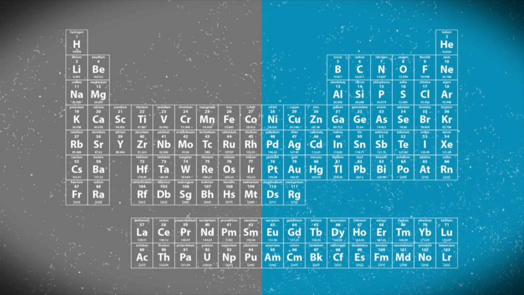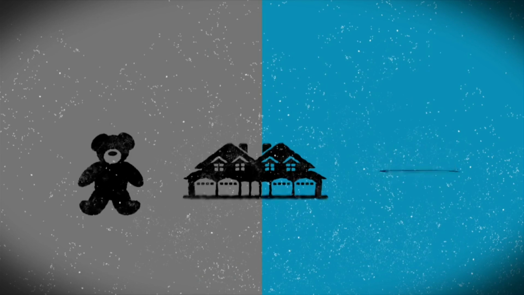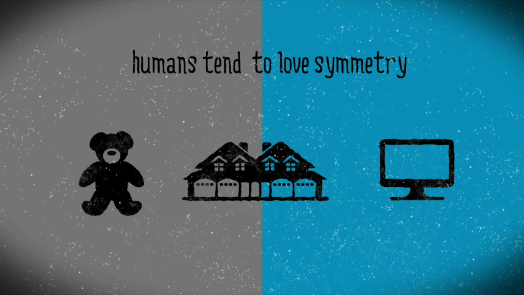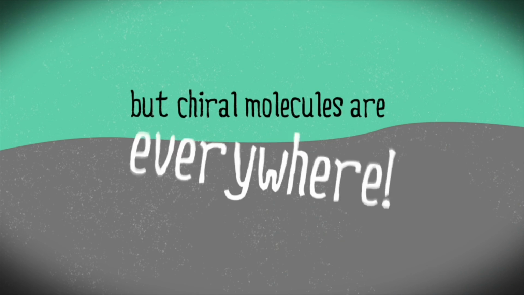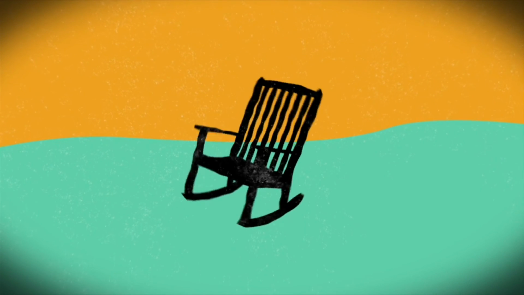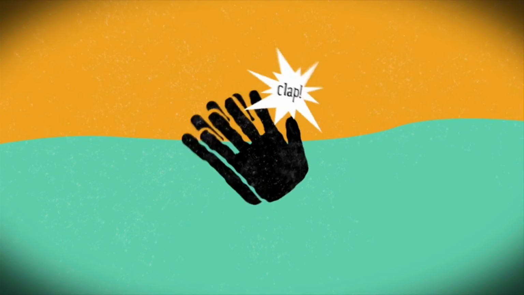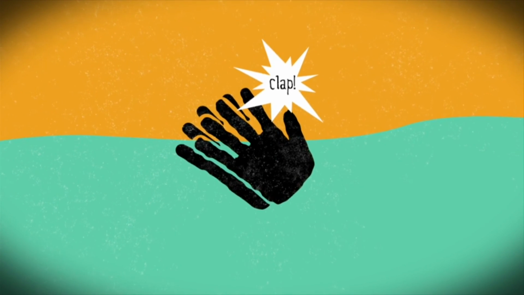Chirality is responsible for all kinds of other fascinating effects in chemistry and everyday life. Humans tend to love symmetry, and so if you look around you, you'll find that chiral objects made by humans are rare, but chiral molecules are absolutely everywhere. Phenomena as separate as optical rotation, screwing together furniture, and clapping your hands all involve this intriguing spatial property.